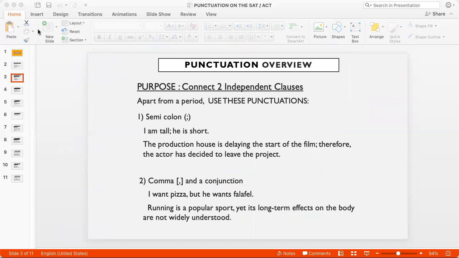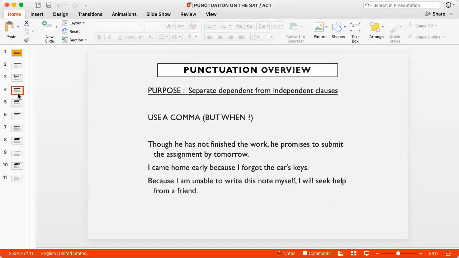Okay, let's move on. Let's say the purpose of my punctuation is to separate the dependent from the independent clause. In that case, we use a comma, but there is a caveat to that. I use the comma when the dependent clause is first and the independent clause is next.